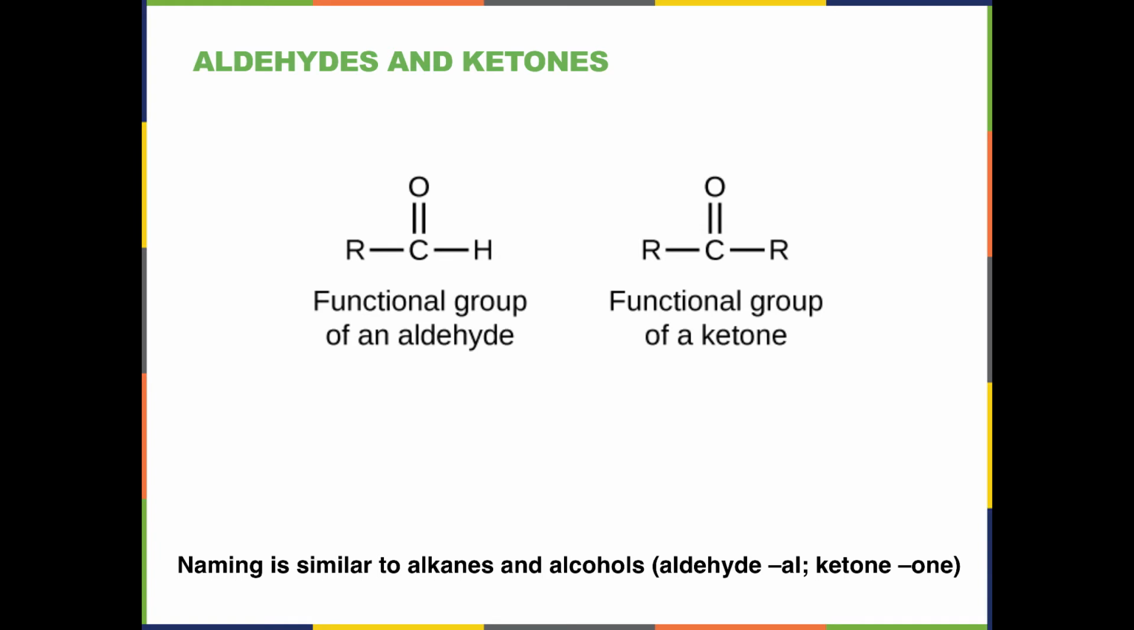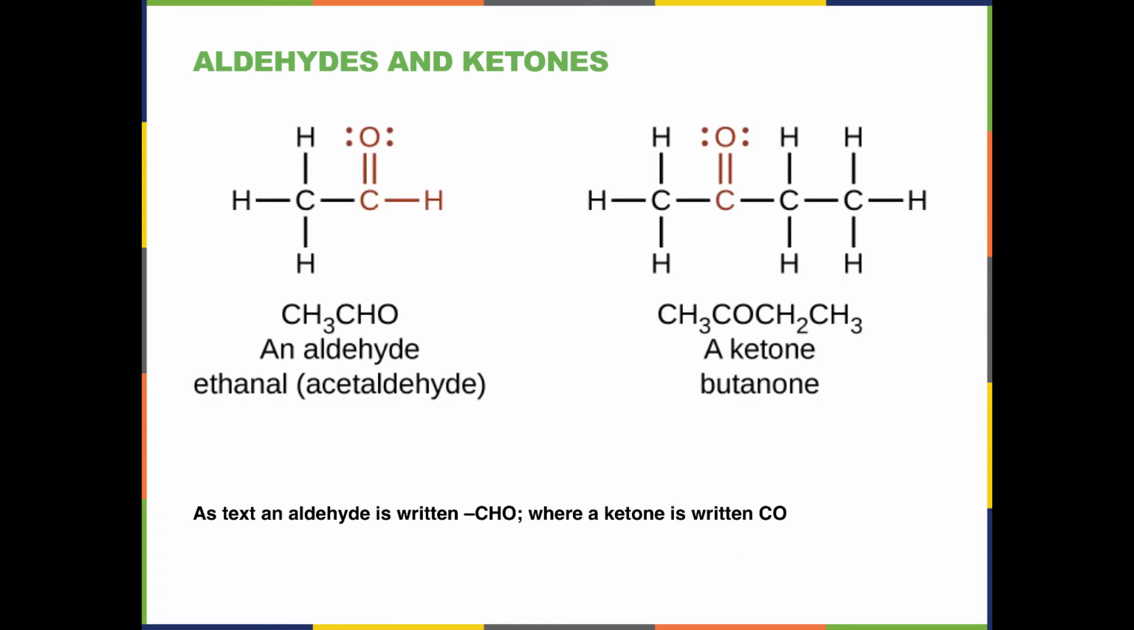The naming is similar to the alkanes and alcohols, except with alcohol, remember it was OL on the end. Aldehyde, it's AL on the end. With ketone, it's ONE on the end. So you just have to remember that each of these have their own suffix. So for example, this compound on the left comes from ethane. It's an aldehyde because the O is on the end, and it is thus called ethanal, AL. This is also called acetaldehyde in the stores.